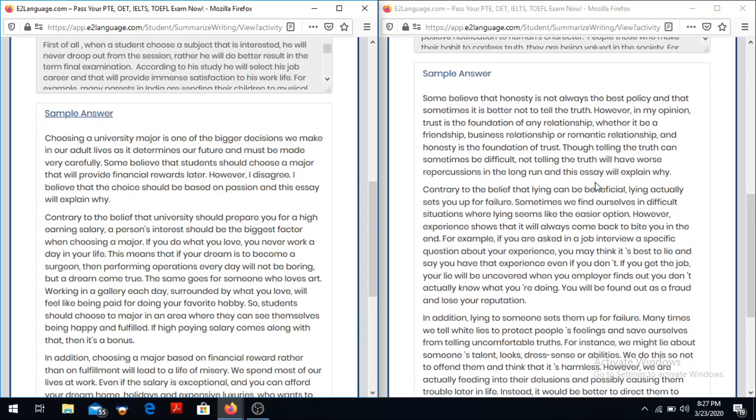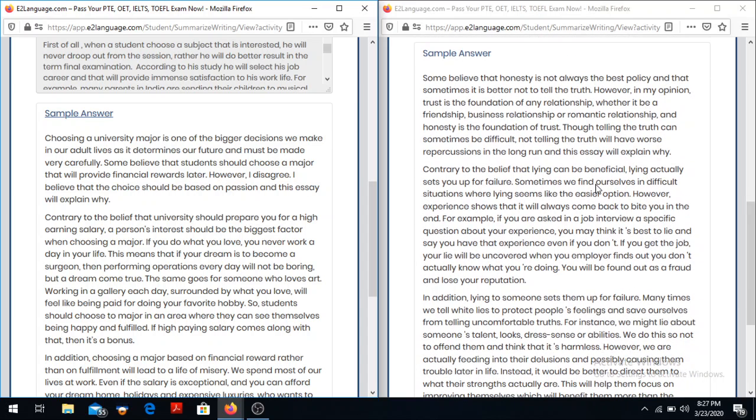right side. The other topic, it is said that contrary to the belief that lying can be beneficial, lying actually sets you up for failure.